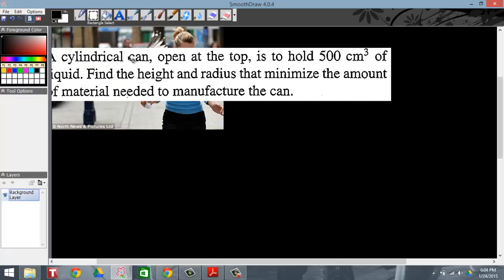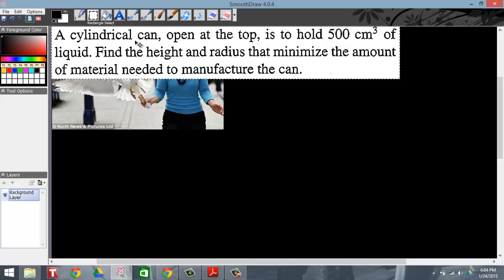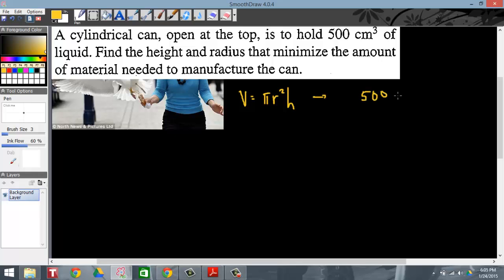If I paste the first problem in here, this is problem number 29, so I'm going to have to go and cover our friend here for a little bit. Number 29 says that a cylindrical can open at the top is to hold 500 centimeters cubed of liquid. That tells us some really important information right off the bat. So the information given is that the volume is equal to pi r squared h, because we're dealing with a can. And we know specifically that the volume is 500.